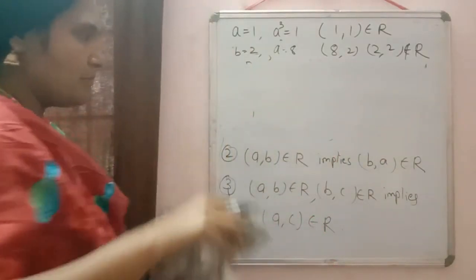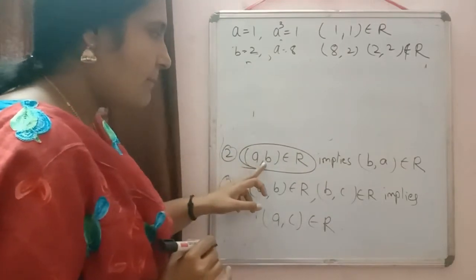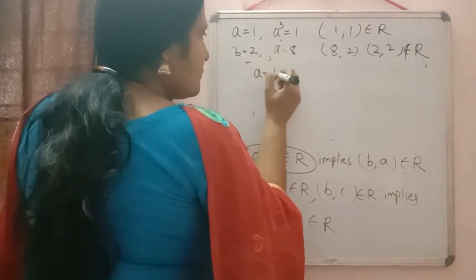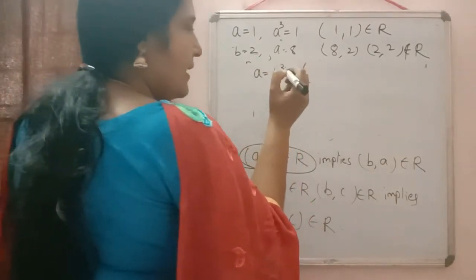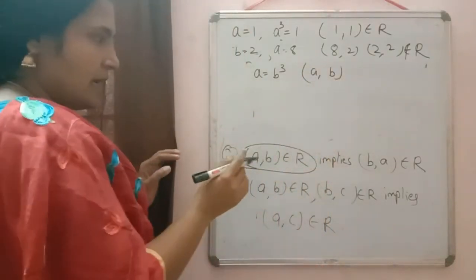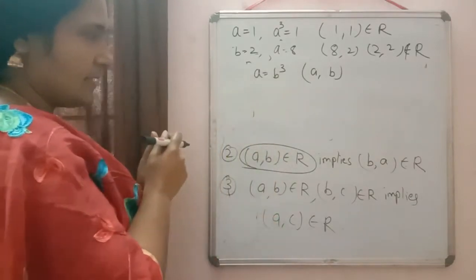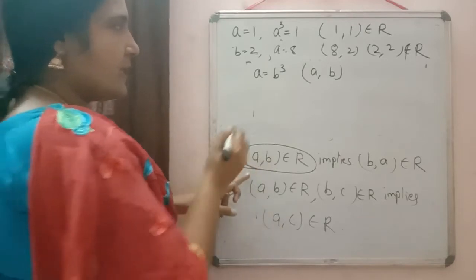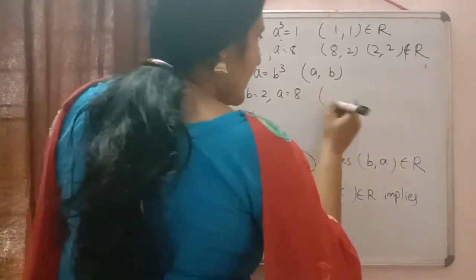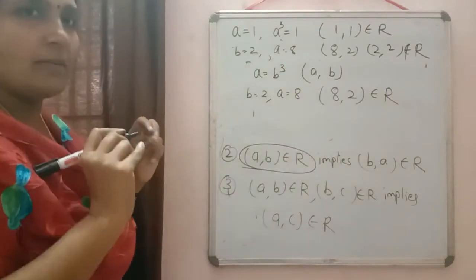Second one, what we have to prove? We have to take that element which satisfies the relation. (a, b) belongs to R. Relation was in this way: a is equal to b cube. So if you write in ordered pair, first a and then b should come. Any number we can take which satisfies this relation. Suppose I am taking b is equal to 2, then obviously a is equal to 8 will come. So (8, 2) belongs to R.